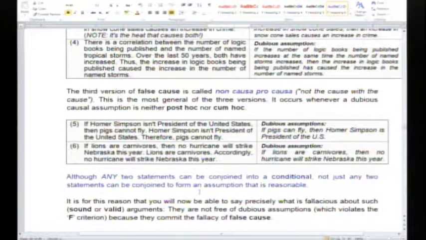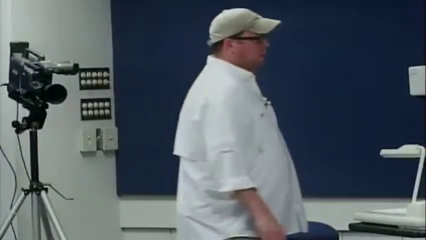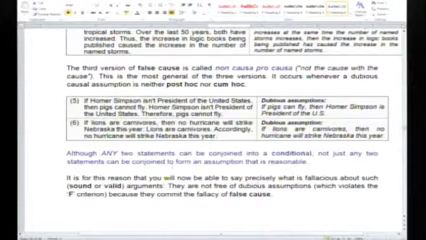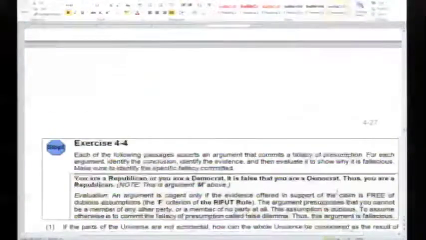Is it possible for hurricanes to occur in Nebraska? No. Oh, I didn't know. No, you can get tornadoes, but they can't get a hurricane. So it's unreasonable. It's a dubious causal relation that exists between the two of them. Again, although any two statements can be conjoined into a conditional, not just any two statements can be conjoined into an assumption that's going to be reasonable.